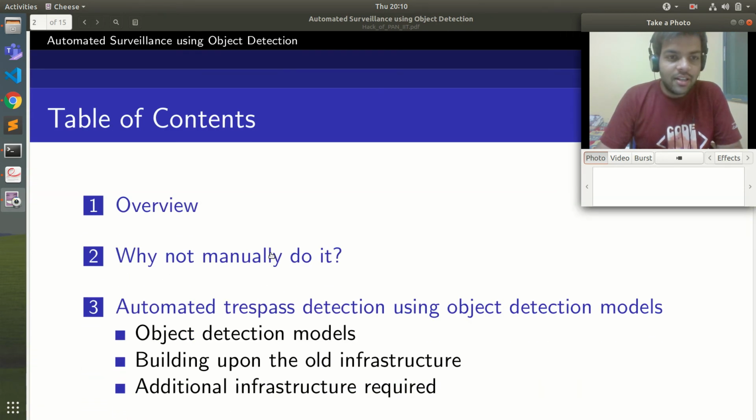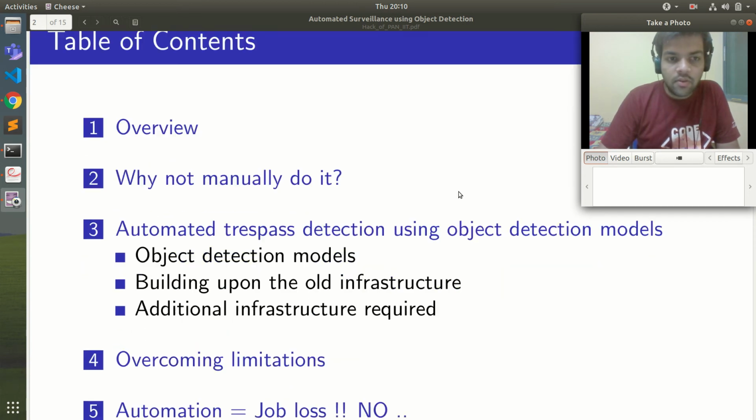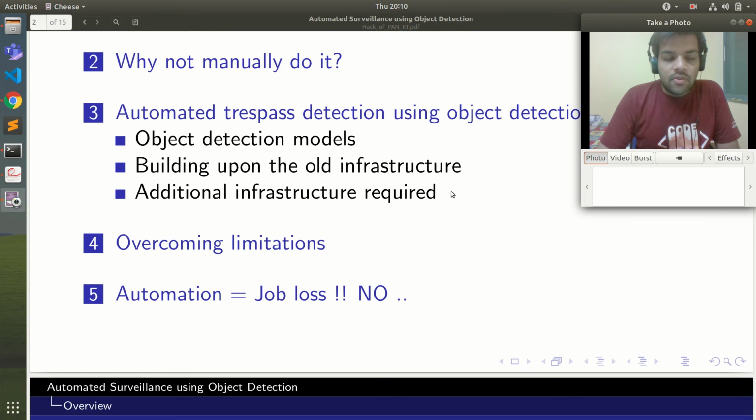Let's have a look at the contents that we are going to see in this presentation. I will start with a brief overview and then discuss why this problem needs to be solved, what is the burning need. Then I would move on to the object detection models being used, building upon the old infrastructure and how we can save on that, and additionally what we need to append to this idea. Then we would see a few limitations and how to overcome them, and then finally discuss a question: if there is automation, that means the security guards and other people will lose their jobs. Is that so? We will discuss this at the last of this video.